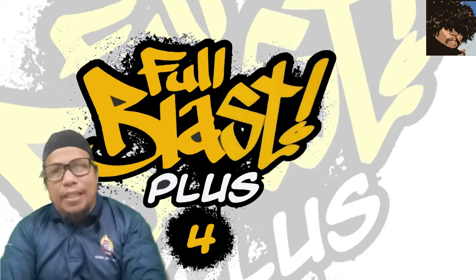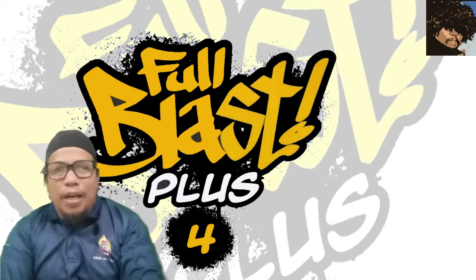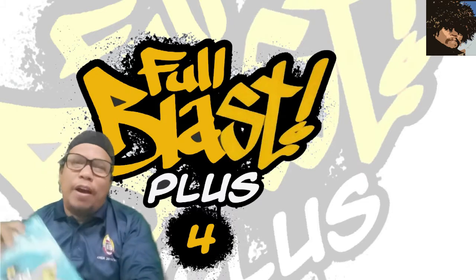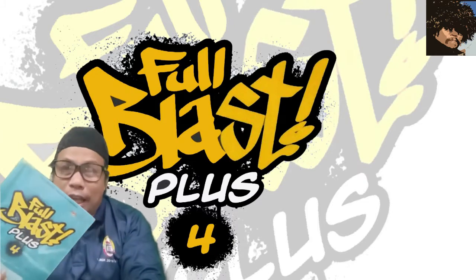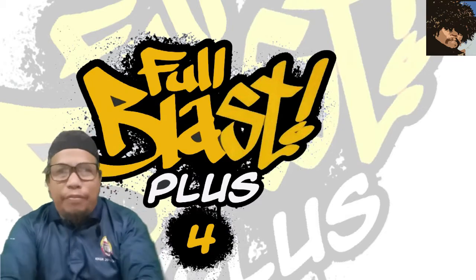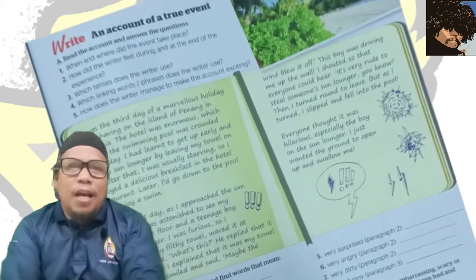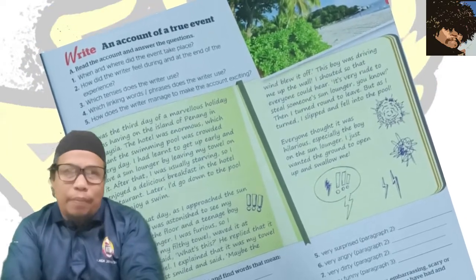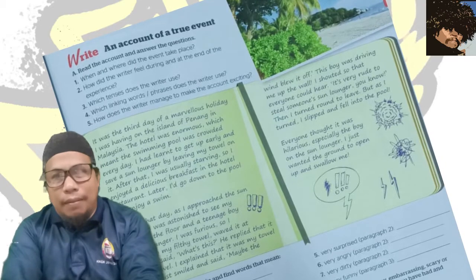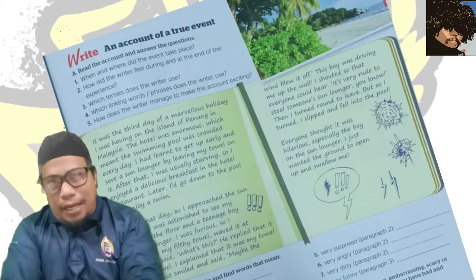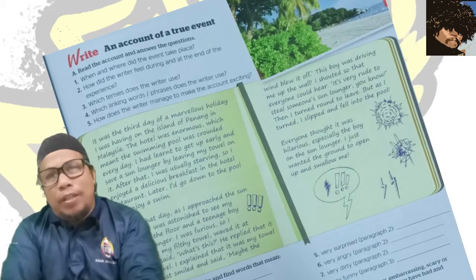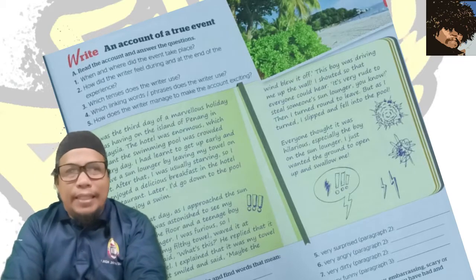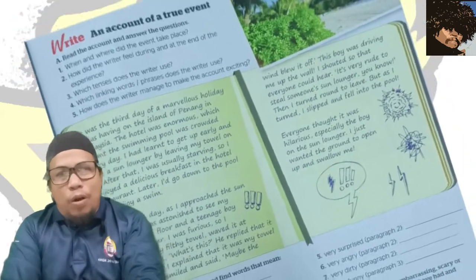This episode is the second part of our discussion on writing an account of a true event, which is in Unit 5, the Full Blast 4 textbook. In our previous discussion, which is part 1, we discussed this topic by reading a sample text given by the book, and then we analyzed the content, and then we discussed the techniques used by the writer to make the content interesting. So now in this episode, we will apply the lessons and try to write our own account.